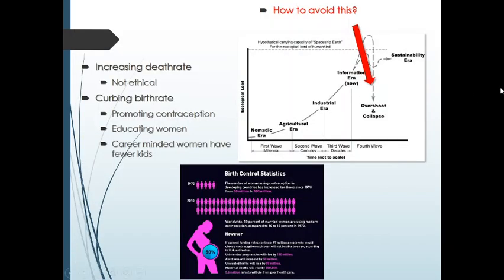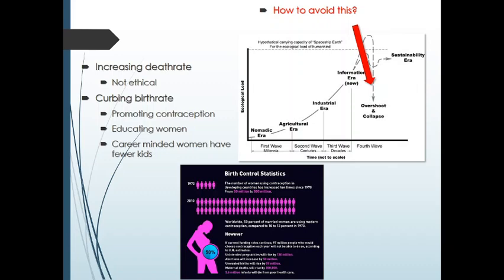So the question is how to avoid this. How do we avoid this overshoot? How do we make it so that we start to even out our population and stop at some level? And there's basically two ways to do that. Increase the death rate, which is not okay, right? Or we curb the birth rate. So basically people need to start having fewer babies, so that our populations can stabilize.